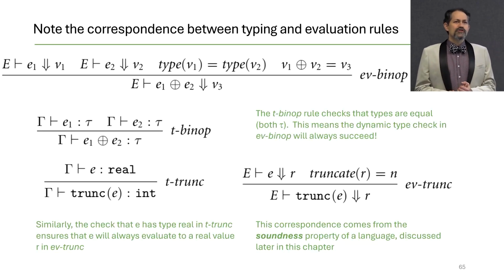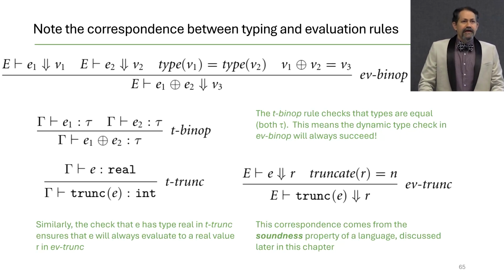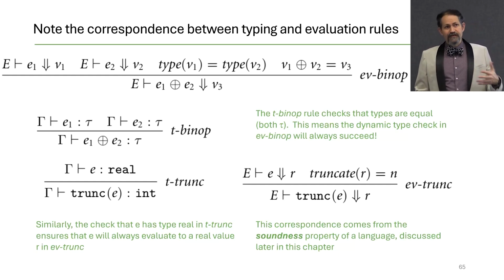Note that there's an interesting correspondence between the typing rules that we've given and the evaluation rules that we looked at in the last section of the text. So let's go back to the evaluation rule for binops and compare it to the rule for typing binary operations. In both cases, we're evaluating or type checking some expression E1 op E2 for some operation. In both cases, we do that by either type checking or evaluating the parts of the expression first, E1 and then E2.